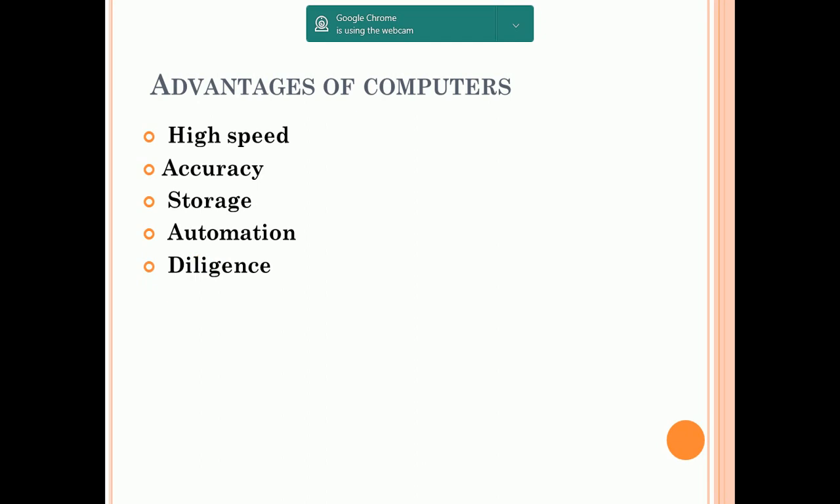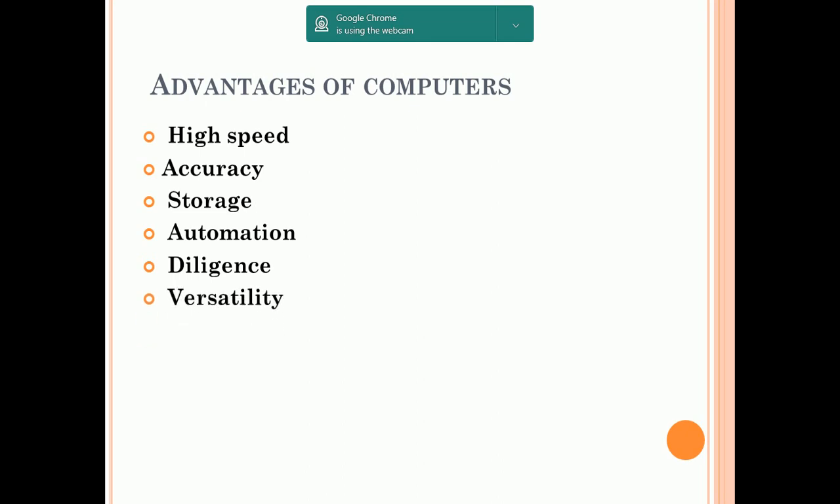Fifth point is diligence. Diligence means it can perform the same task repeatedly without any mistake or hindrance. Humans can't perform the same task repeatedly because they get tired of it. But computer doesn't get tired of the same task. It can perform the same task repeatedly without loss of accuracy, without any mistake.